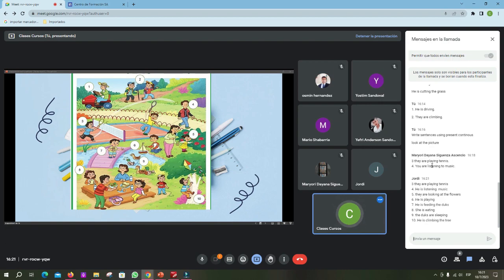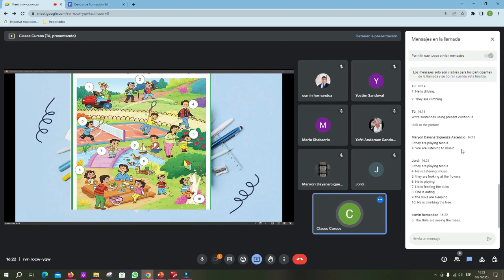Go ahead. Number 3, they are playing tennis. Let's look at the picture. Excellent. They are playing tennis. Don't forget, Marjorie, to write down the capital letter at the beginning, right? That's good. Number 4, you are listening to music. Excellent. That's good. Mr. Jordi says they are playing tennis. That's good. He is listening to music. That's perfect.